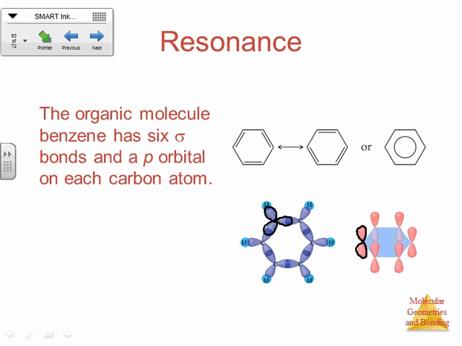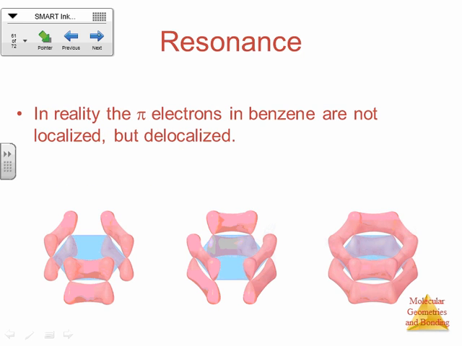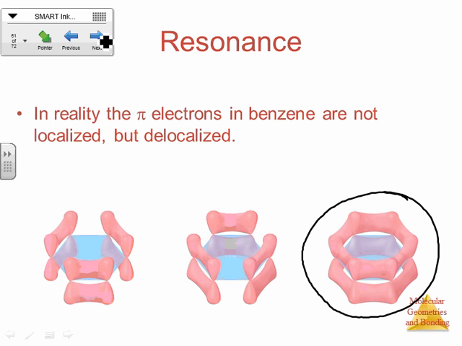And so what happens here is you end up with this planar ring, and then you end up with a resonance structure that looks sort of like this, where really the electrons are delocalized and they can sort of travel all throughout those p orbitals.